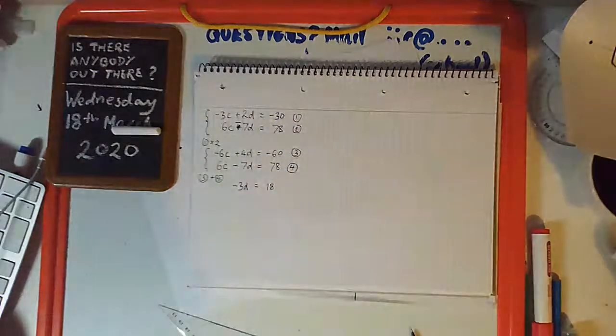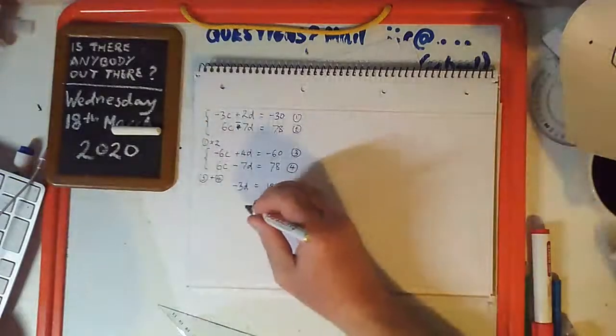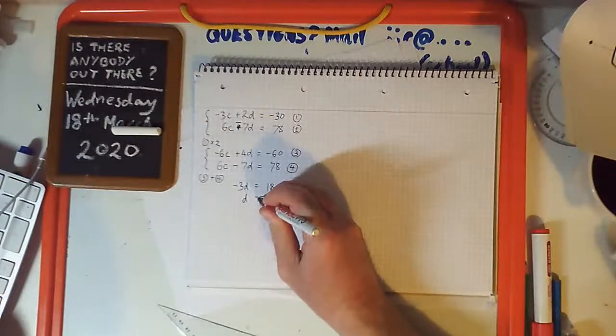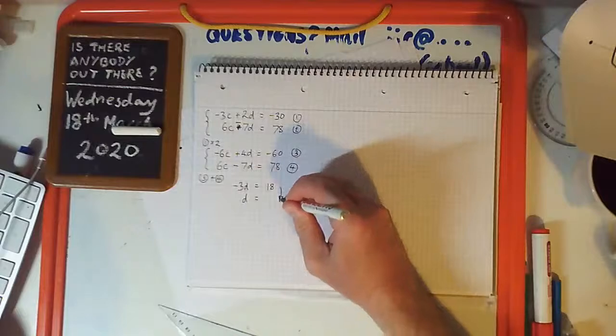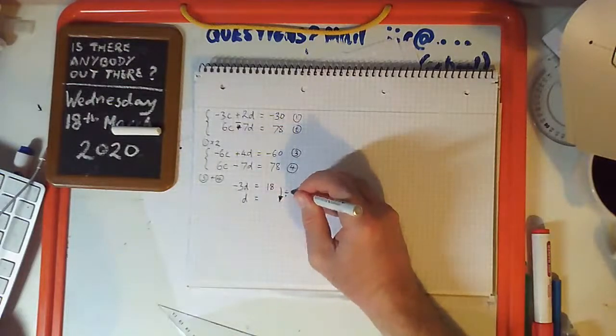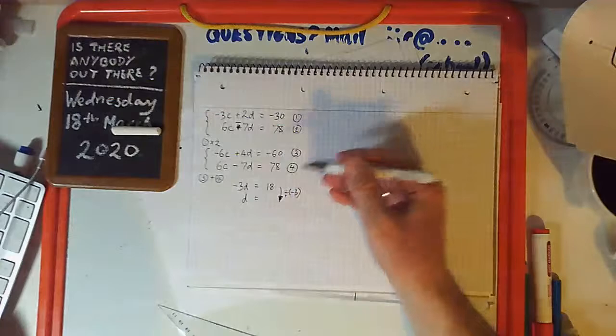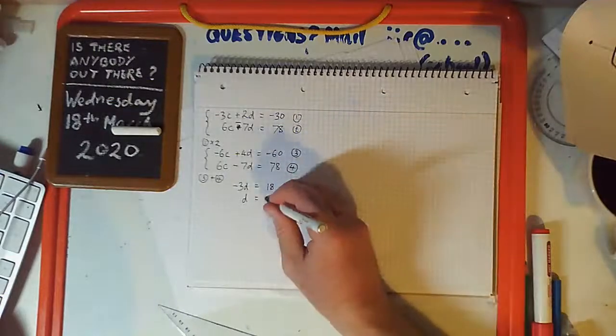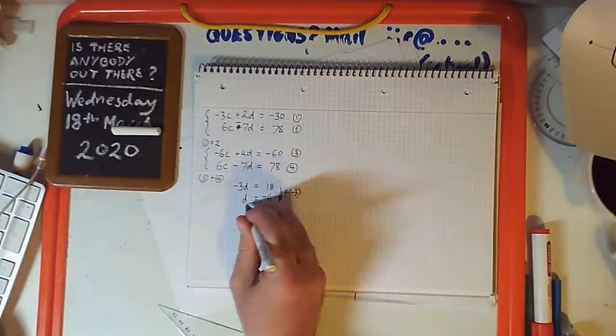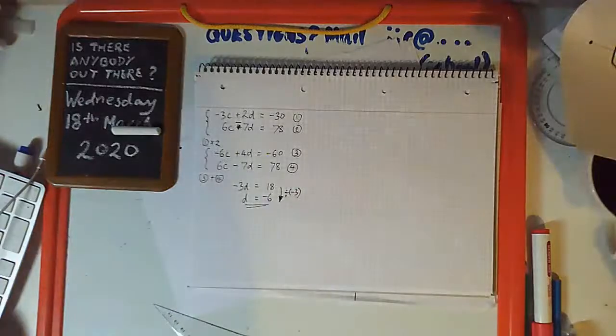So minus 3D equals 18. I don't want to know what minus 3D is. I want to know what D is on its own. So I'm going to divide everything by minus 3. So 18 divided by minus 3 is minus 6. So we figured out that D equals minus 6.